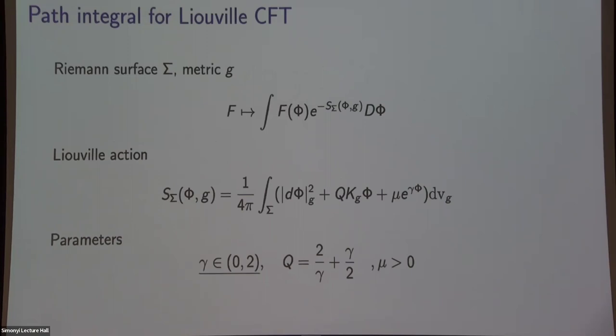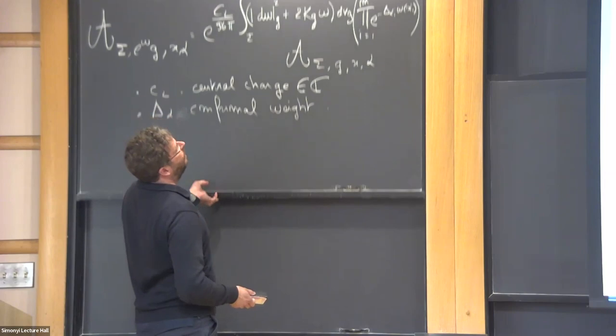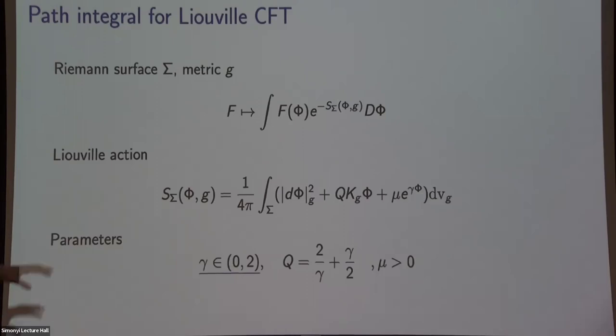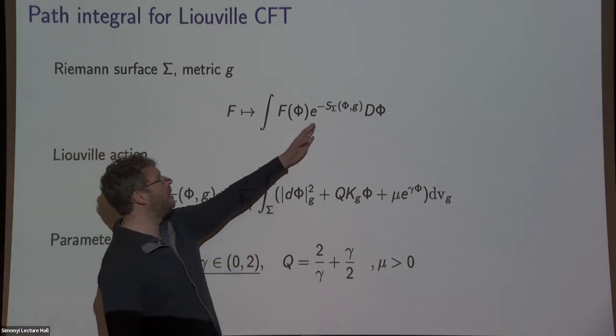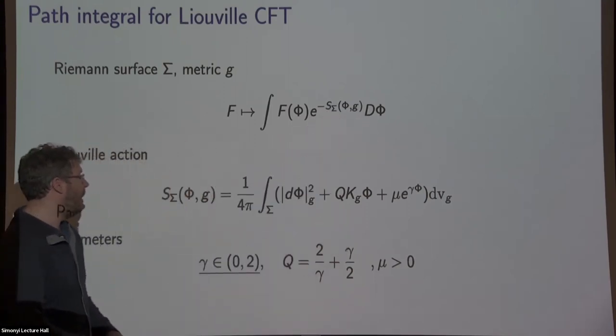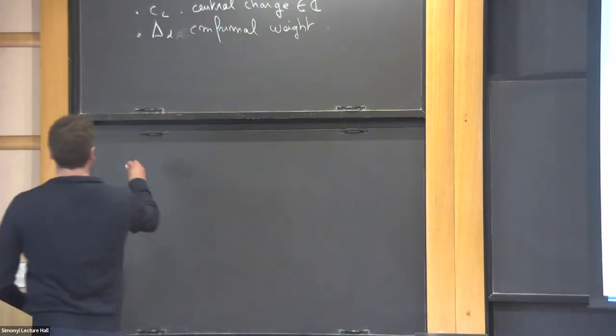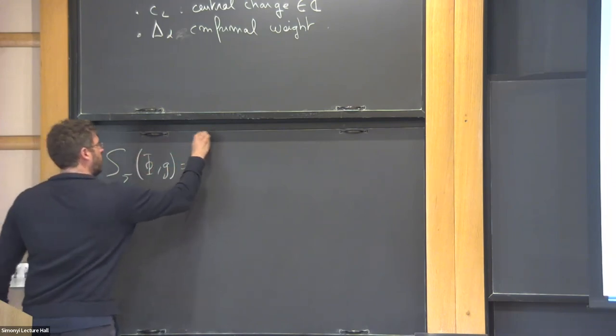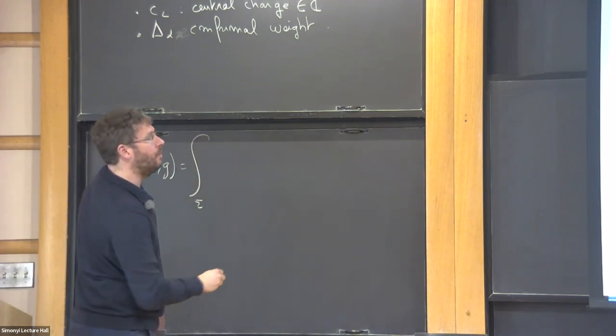Now I'm going to work with a special action called the Liouville action. Since it's important, I'm going to write this on the board. What is Liouville? This appeared in 1981. Polyakov introduced this path integral in his paper, Quantum Geometry of Bosonic Strings. He introduced a formal measure of the form e to the minus the Liouville action. And what is this action? It has three terms. On my surface with my metric g, the first term is the gradient term, the free field term.